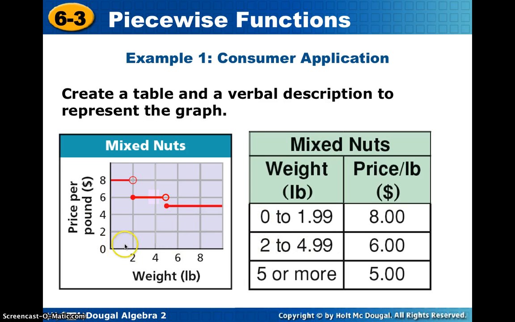Okay, going from 0 to 2, I have a cost of $8, and you can see that the dot is open right here at 2. So if you have 2 pounds, it does not cost $8. It jumps down and costs $6. Then going from 2 all the way to 5, the price is $6. And then if you have 5 or more pounds here, then it costs $5.